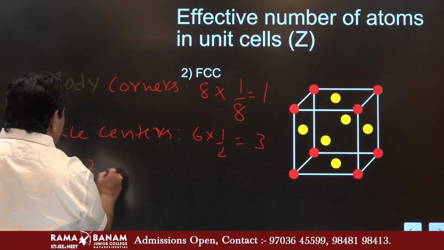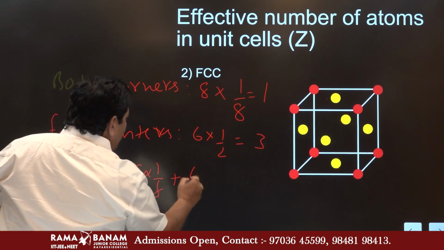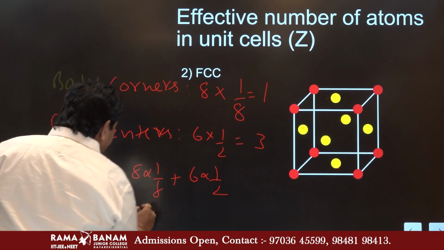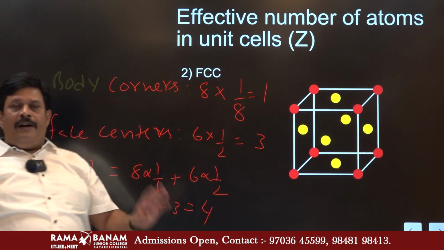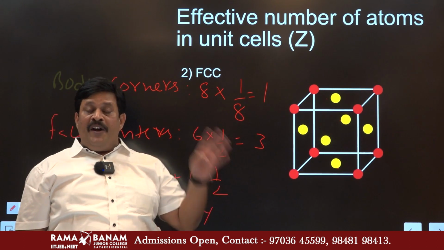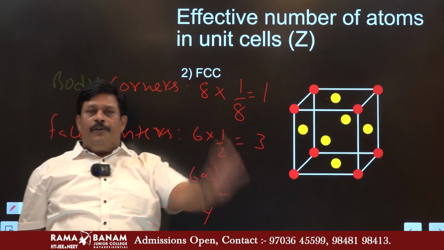So the Z value for FCC is 8 into 1 by 8 plus 6 into 1 by 2. So that total is 4. So Z for FCC, the effective number of atoms per face centered cubic unit cell, is 4.